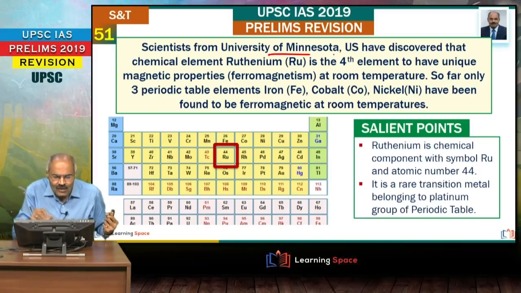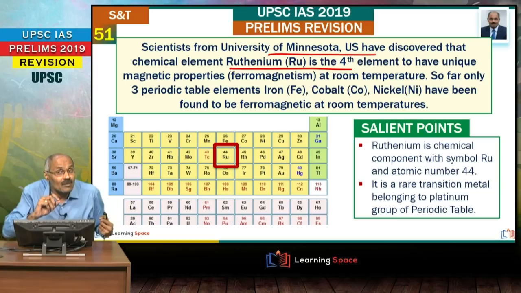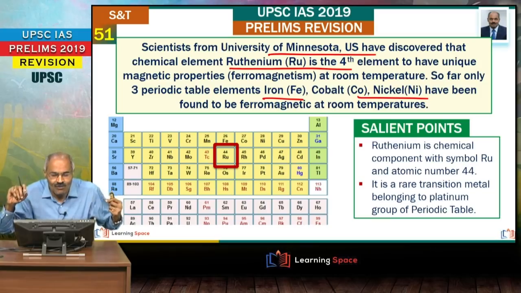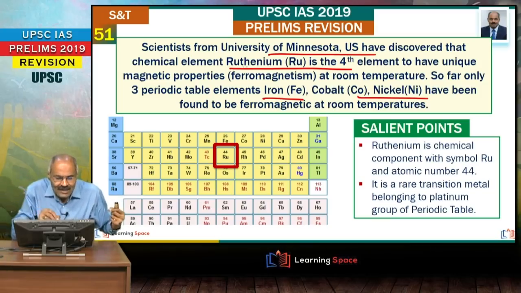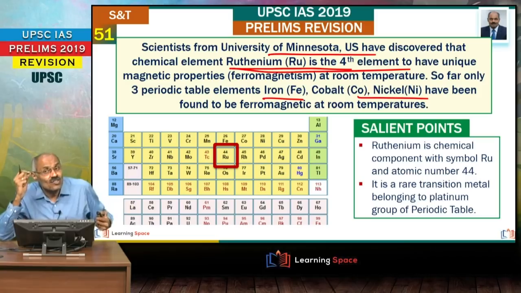And scientists from the University of Minnesota discovered this ruthenium. Please don't forget, already 3 elements have magnetic properties at room temperature, all of you are familiar. One is iron, second one is cobalt, third one is nickel. Now the scientists from the University of Minnesota found that ruthenium is the fourth element to have unique magnetic properties at room temperature.